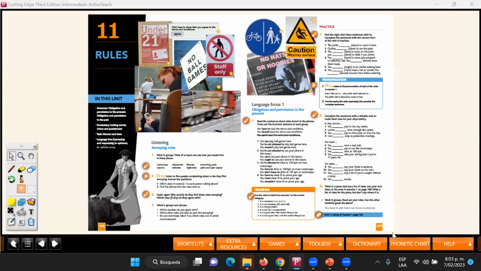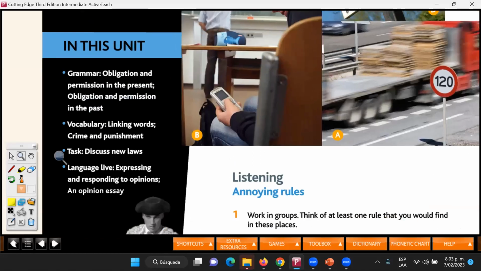Today we're starting with Unit 11, and Unit 11 is talking about rules. Let's see the different aspects that we will find, the part of grammar, vocabulary, and then the task that we will be doing as well. It says, in terms of grammar, obligation and permission in the present, obligation and permission in the past. Today, we will talk about obligation and permission in present. There are different possibilities, probably just by looking at the name, you already remember some of them. We will review a very specific group. There are many possibilities, but we will probably have a look at the most common ones.